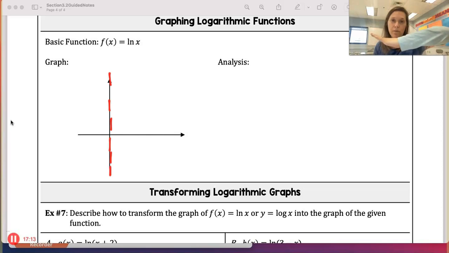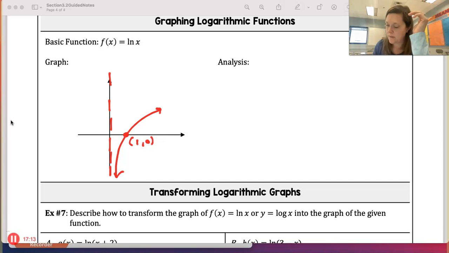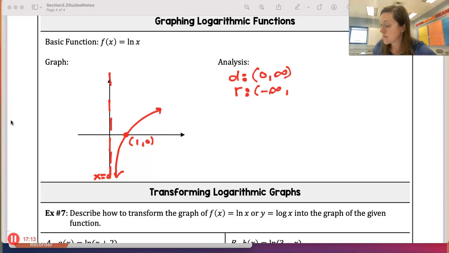Because exponential has a horizontal asymptote, logarithmic is going to have a vertical one. My y-intercept now becomes my x-intercept at (1, 0), and it's going to go something like this. The vertical asymptote is at x equals 0. So let's do a little bit of analysis. My domain is now going to be from 0 to infinity, which was our range for exponentials. My range is all real numbers, which was my domain for exponentials. And remember, we flip-flop domain and range for inverses.